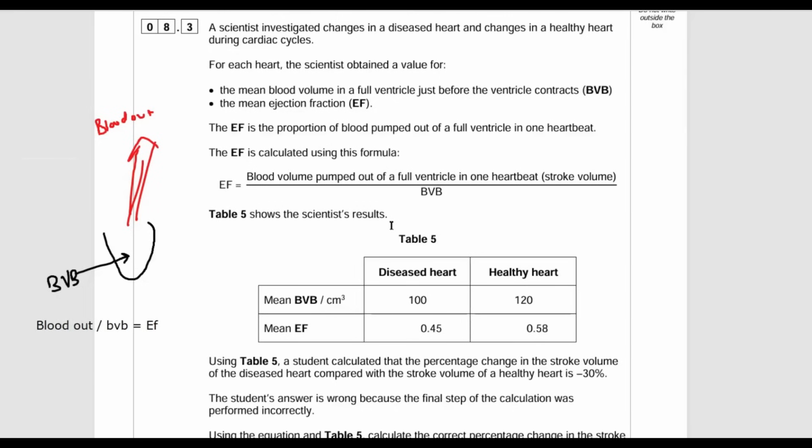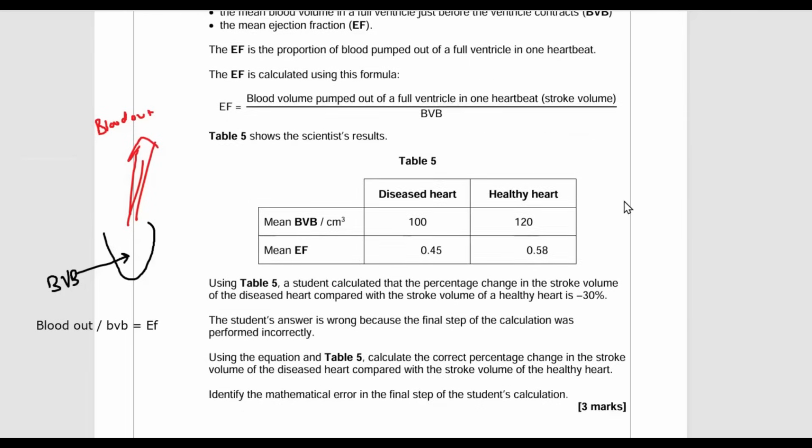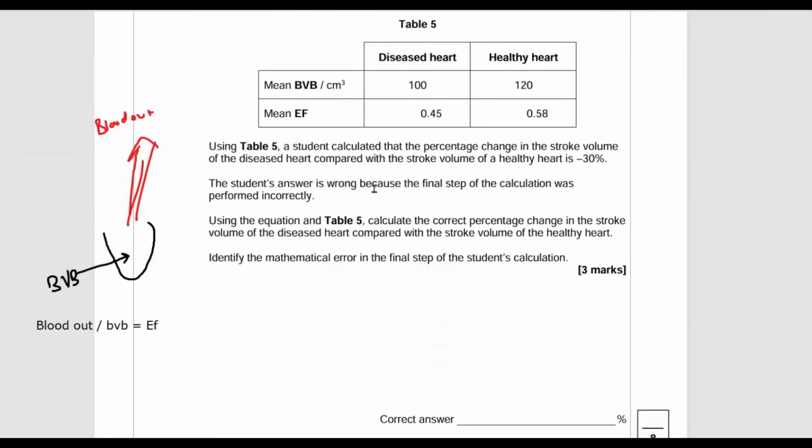And we've got a little table here that shows the results, table 5. We've got the mean blood volume for a diseased heart and a healthy heart. So a healthy heart has a bigger amount of blood stored in the ventricle. And then we've got the mean ejection fraction, and we can see the ejection fraction is bigger for the healthy heart as well. Now, what's our question? Using table 5, a student calculated the percentage change in the stroke volume of the diseased heart compared with the stroke volume of a healthy heart is minus 30%.